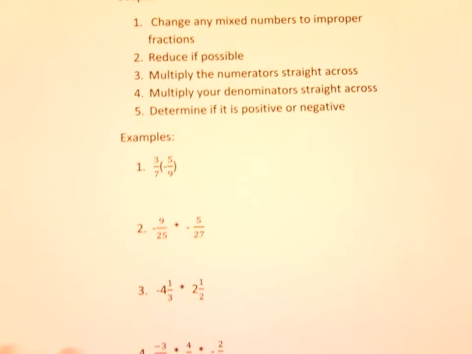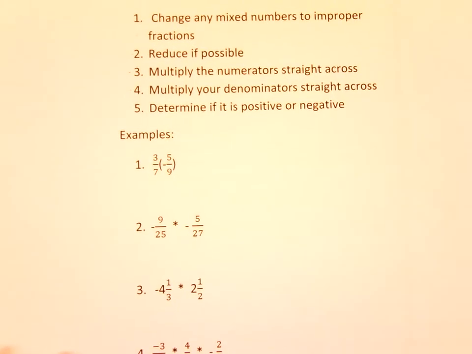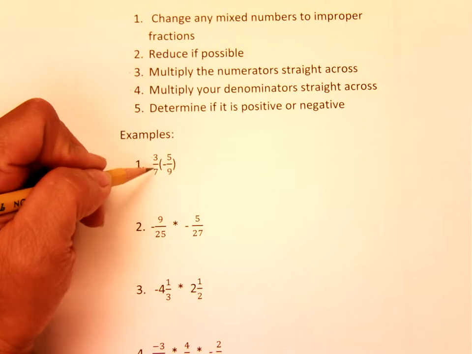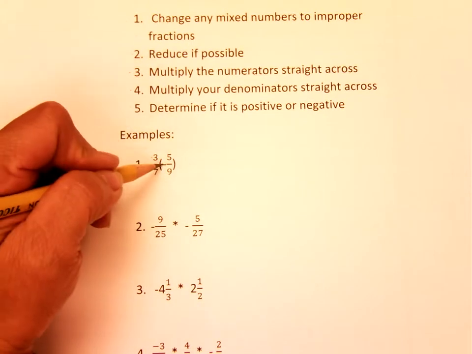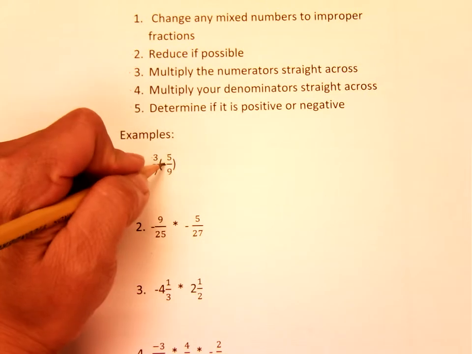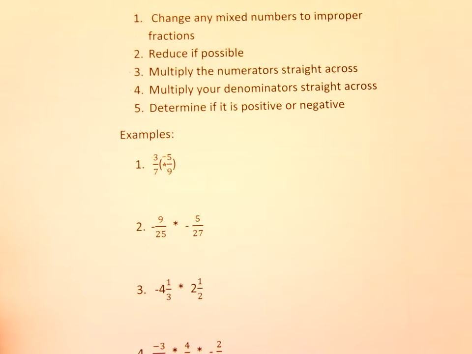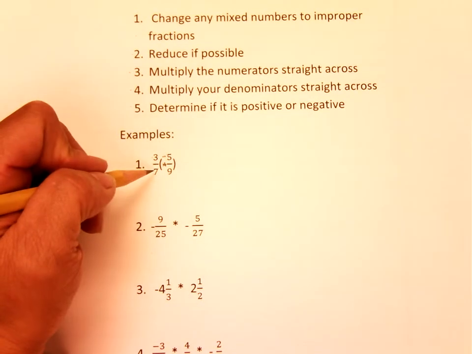So let's look at number 1. Number 1 says 3/7 times, remember parentheses means to multiply, negative 5/9. Now this negative here, I'm going to put it above where the numerator is so that I don't forget my negatives. So now let's look, anything you can cross reduce.